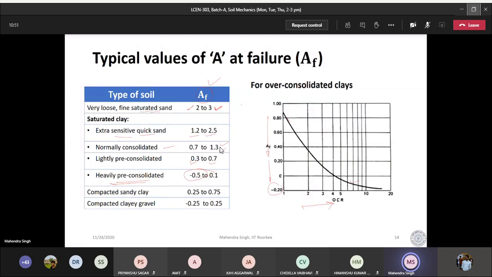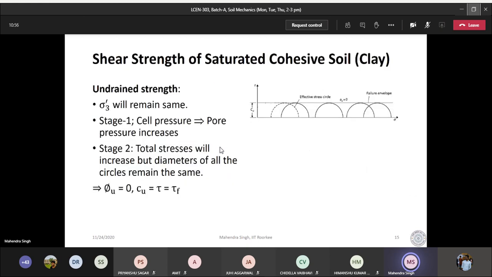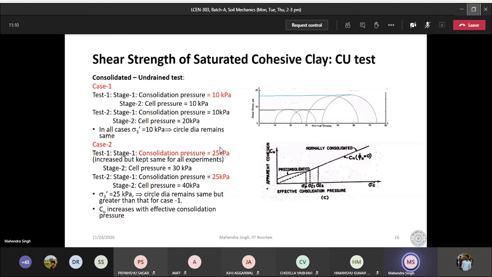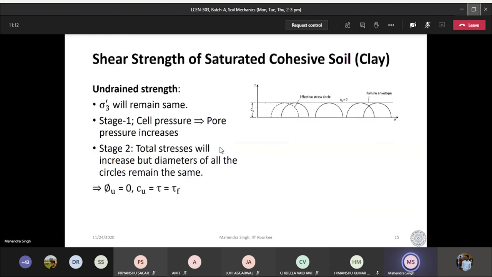So this is, I think, all I wanted to say about these pore pressure parameters. Now I will discuss some general things about the shear strength behavior of saturated clays and how sands are going to behave. I'm not going to discuss anything new, just the principles which we have already discussed, that I'm going to refresh once again.